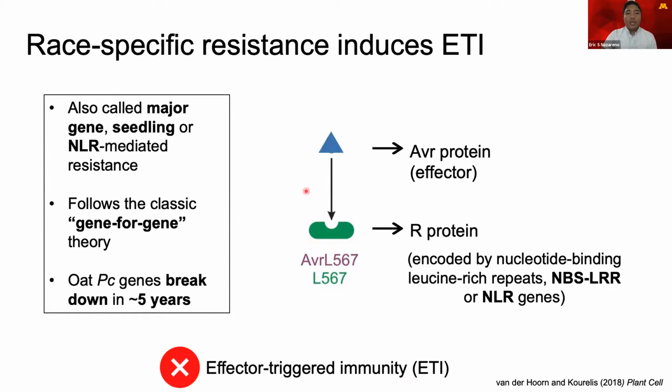But then when the pathogen evolves, it makes a different effector. That effector can no longer be recognized by the R protein, and there is no effector-triggered immunity, and that leads to susceptibility. And in oat, that happens in just 5 years or less. So it breaks down pretty easily.